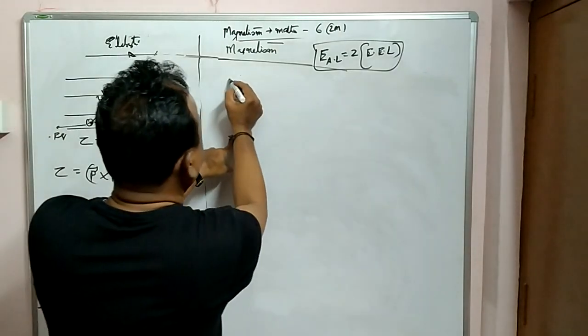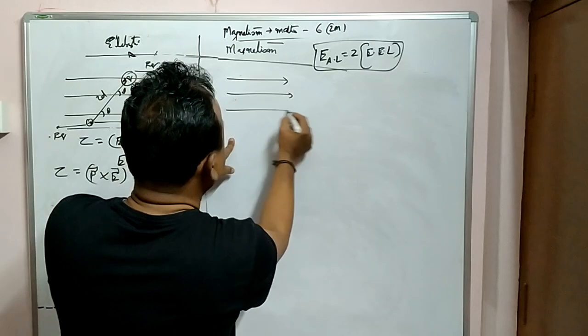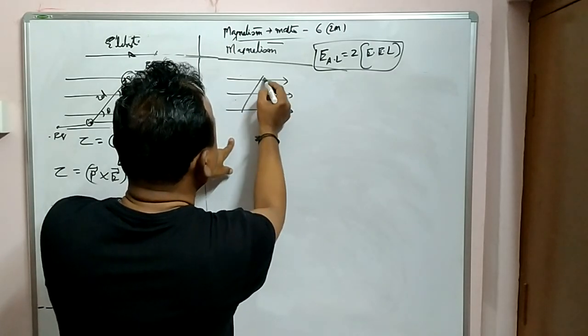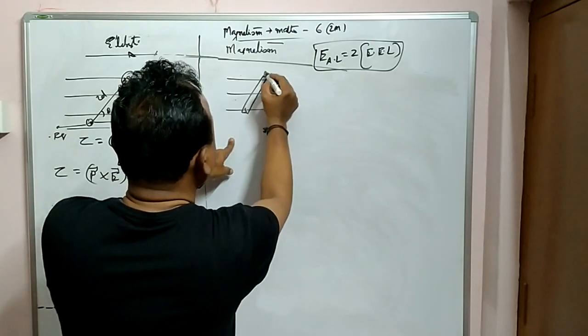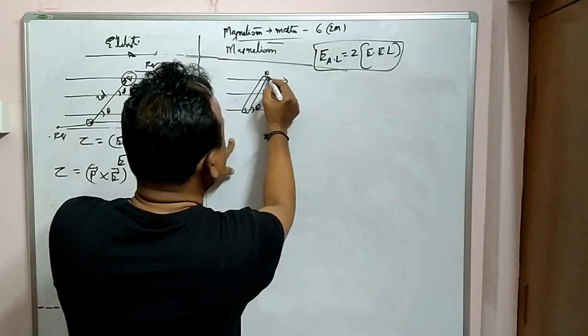Same thing here also you can apply in magnetism. If this is the magnetic field and suppose this is a bar magnet, south and north, let this be the angle. So the force acting is equal to MB in this direction.